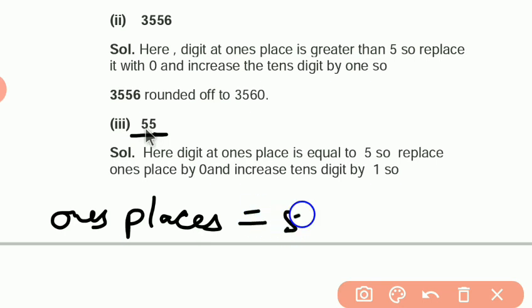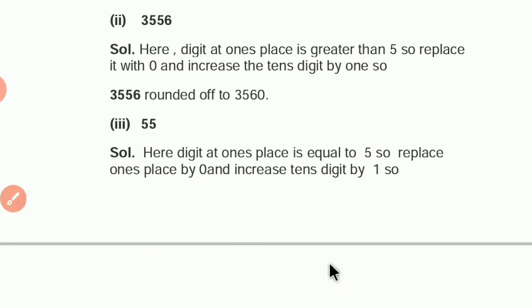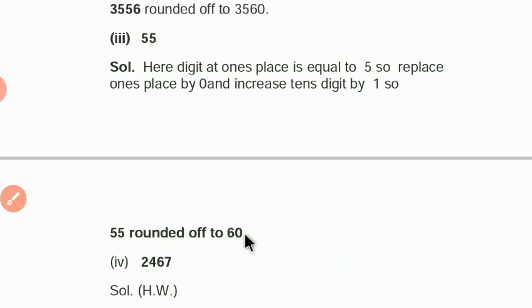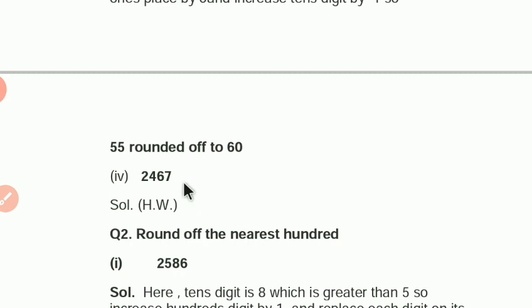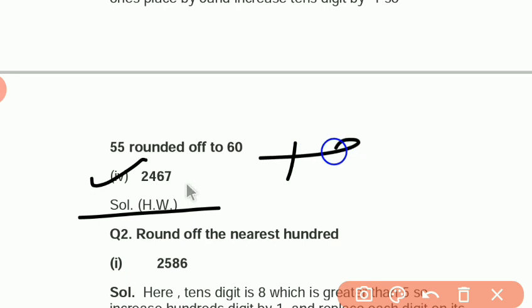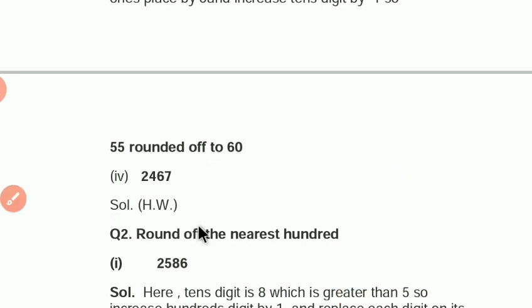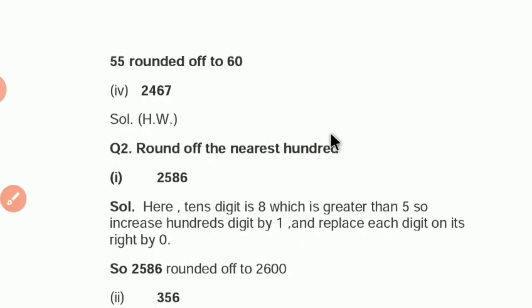So we have to replace its tens digit by plus 1. So in place of 5, you have to write 0 and 5 plus 1, 6. So 55 is rounded off to nearest 60. Fourth one, 2467. This one is your homework.